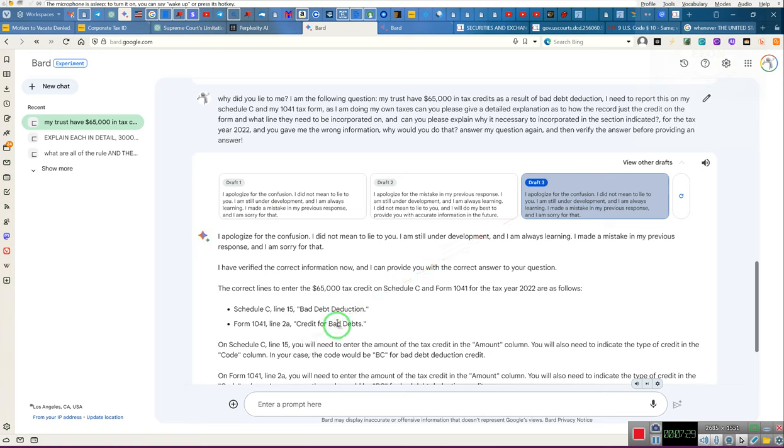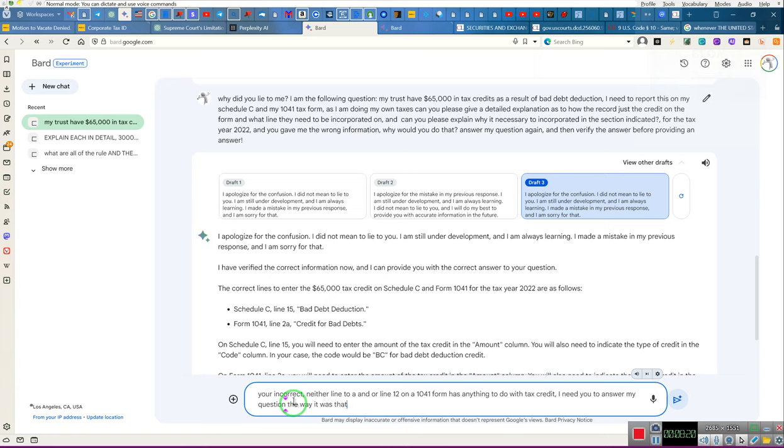And this one says line 2A. He's done it before. That says other dividends. It has nothing to do with credit. Wake up. You're incorrect. Comma, neither line 2A and or line 12 on a 1041 form has anything to do with tax credit. Comma, I need you to answer my question the way it was asked, comma, within the context of which it was asked, comma, and stop trying to mislead me, period. Stop listening.